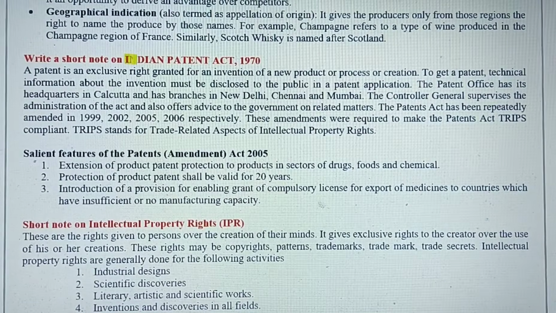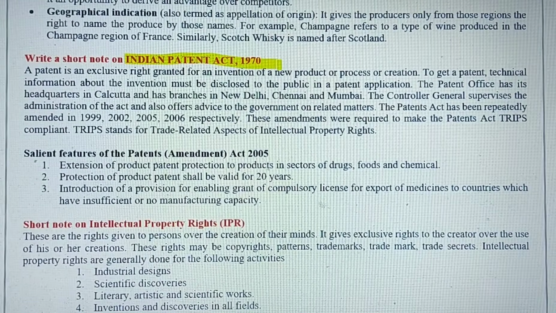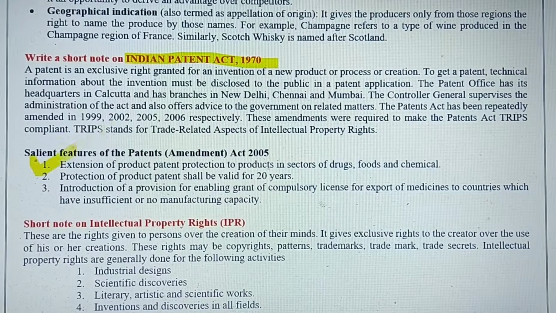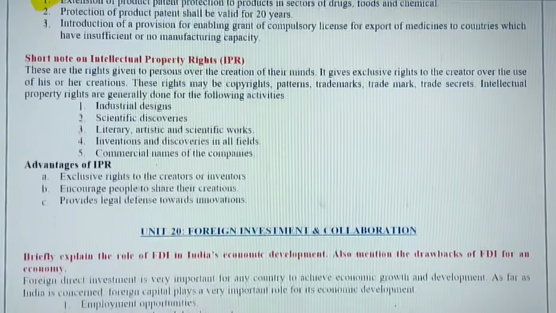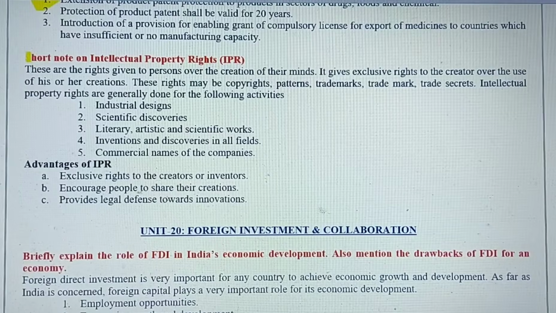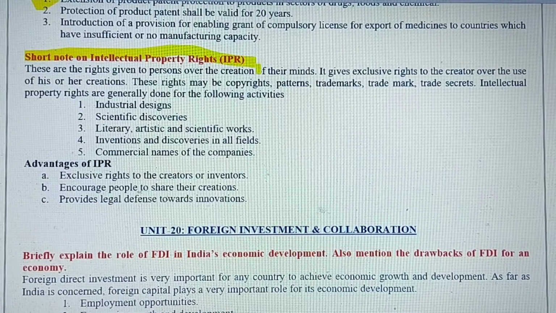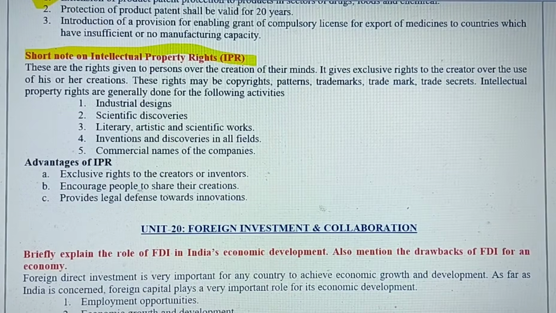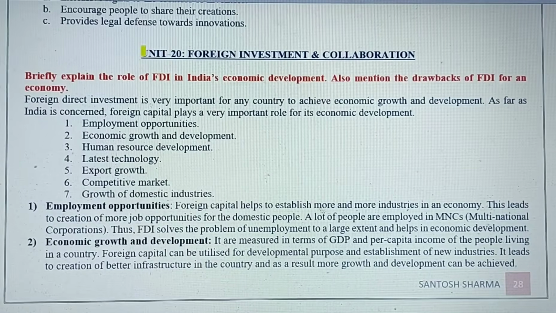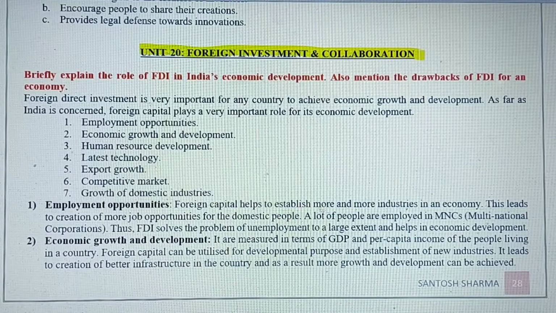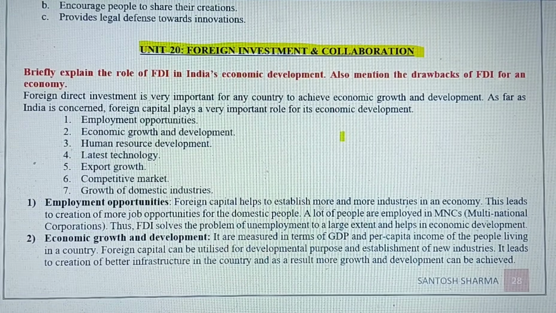Again, a short question: Indian Patent Act 1970, its important features or objectives that you can mention. Then on IPR, intellectual property rights. So you can get a short note to write on this too. Fine. Let's move on to Unit 20, Foreign Investment and Collaboration. This is also a very important chapter for this MCO 04.